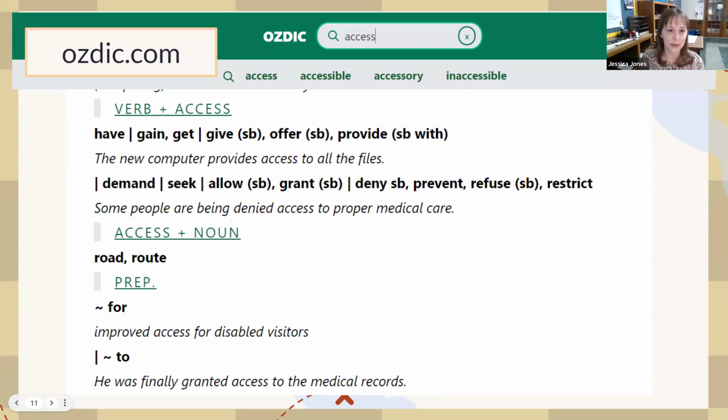Oh yeah, there is the website address up there. It is just osdic.com.